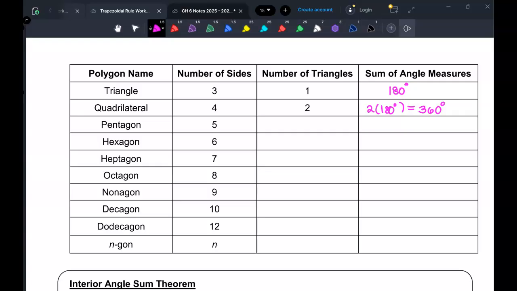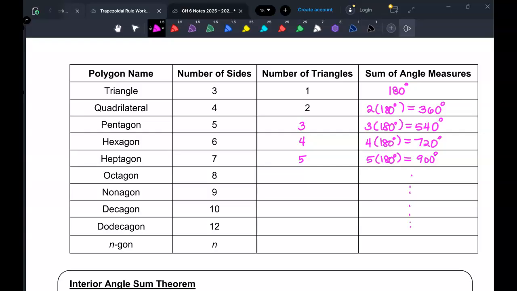When we had a pentagon, how many triangles did we have? 3. So 3 times 180 gives us 540. We didn't do hexagon, but if you had to guess, how many triangles would be formed from a hexagon? 4. Oh no, we did do a hexagon. I'm sorry, we didn't do the next one. So we said 720. How many triangles in a heptagon? 5. Okay, so now we could keep going.